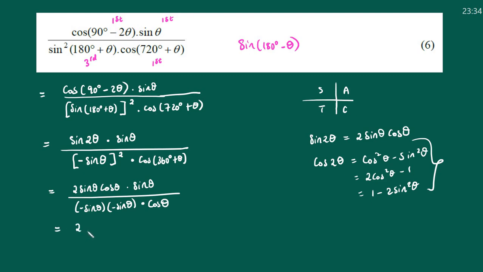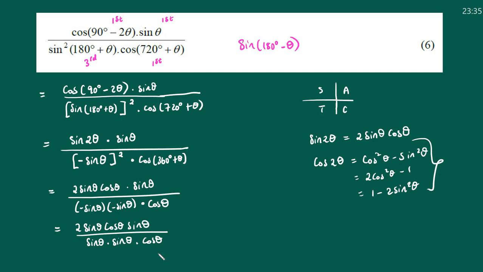Say we have 2 sine theta cos theta and then sine theta all divided by... now you have a sine and a sine times a negative and a negative. What is negative times negative? That is positive. So I can rewrite this as sine theta times what? Sine theta, and then times cos theta.